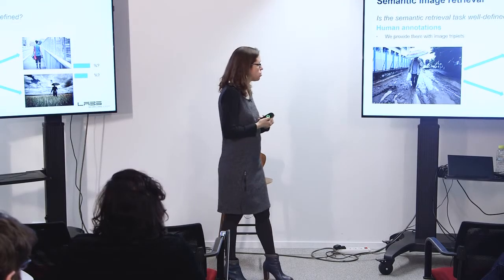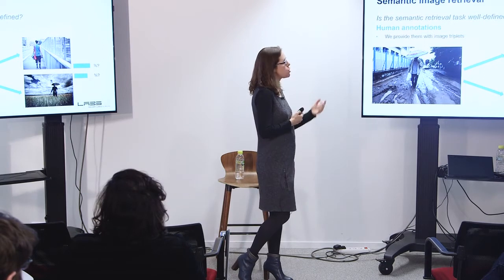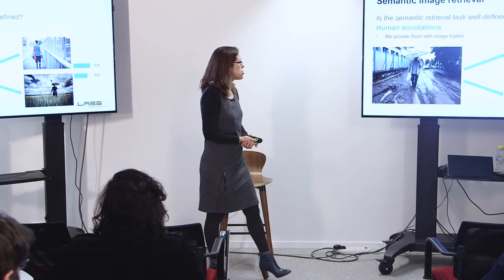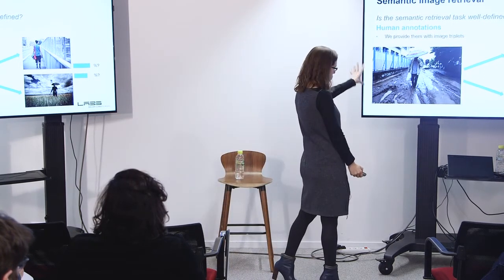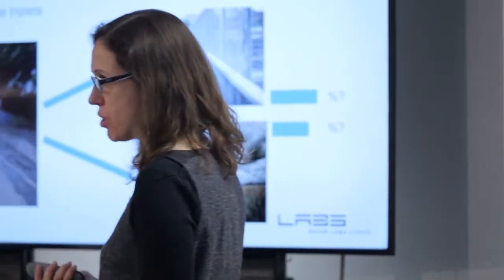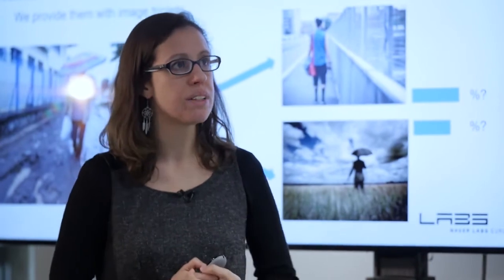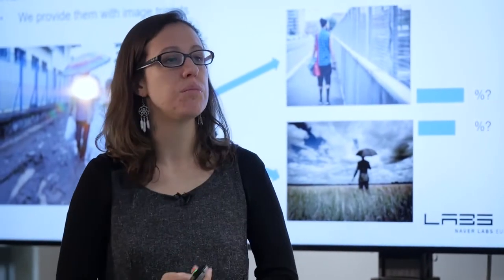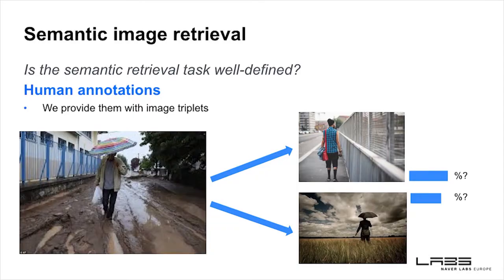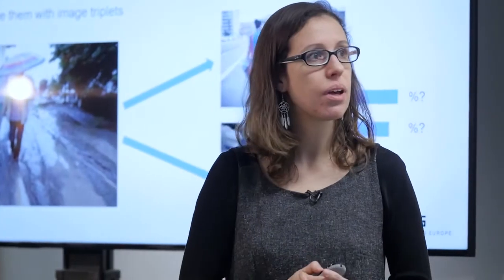Instead, we decided to simplify the problem a bit and show people image triplets. So we show them one image, that is a query, two options of two images that are potentially similar to that query image. And we ask the people, well, which of these two images is more related to the query? As you can see, it's a subjective task. You might not all agree on the outcome for that particular query. So it's interesting to see what people say and how often they agree.